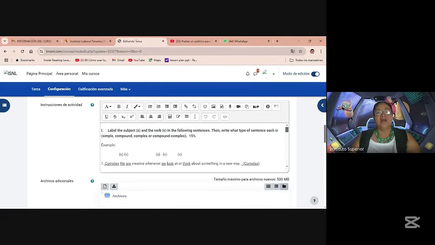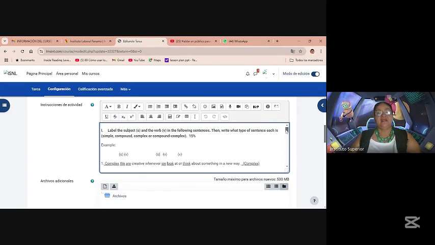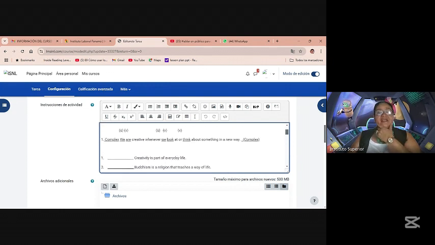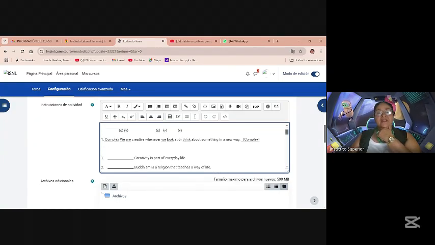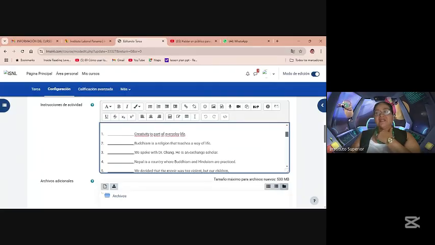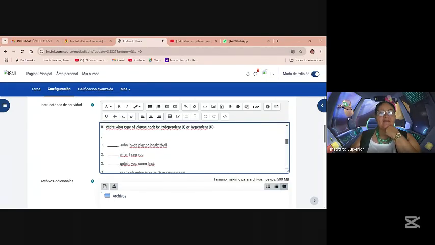In classwork number 1, you have something that you are going to solve. In this part it says label the subject and the verb. You have a set of sentences, and you're going to underline the subject and the predicate. You're going to say, this is the subject, this is the predicate. And in this section, you are going to write what type of sentences: simple, complex, compound, or complex compound.